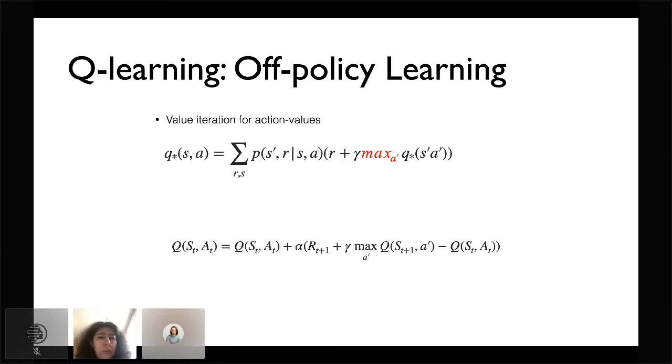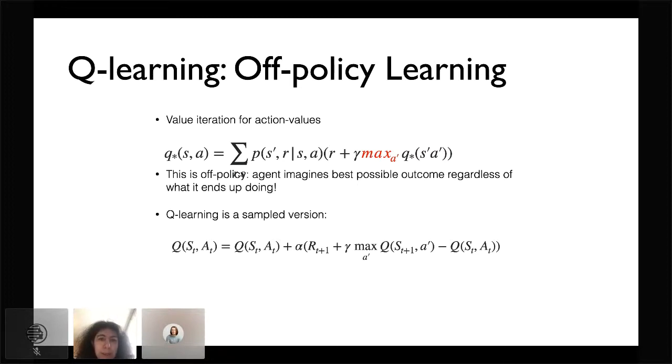Alternatively, we can do what's called Q-learning. Q-learning is an approach that allows us to approximate value iteration over action values by, again, taking samples. In value iteration, we would always dream of doing the best possible thing. If the agent is imagining some particular state in the future, it always imagines itself as taking the best possible action in that state. In Q-learning, we're just going to turn that into a TD target and then do an update with that value.